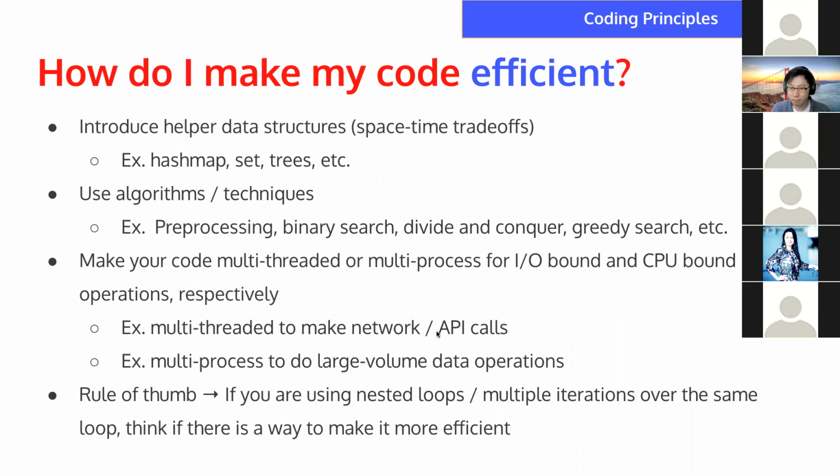For large volume data operations, for example, you could imagine companies like Google do tons of data operations against large data sizes, right? And it's almost impossible to finish in a feasible amount of time if they just run on one computer. So what they do is make it multi-process, which is they set up a bunch of computers, like hundreds, if not thousands of computers, to run those operations in parallel.